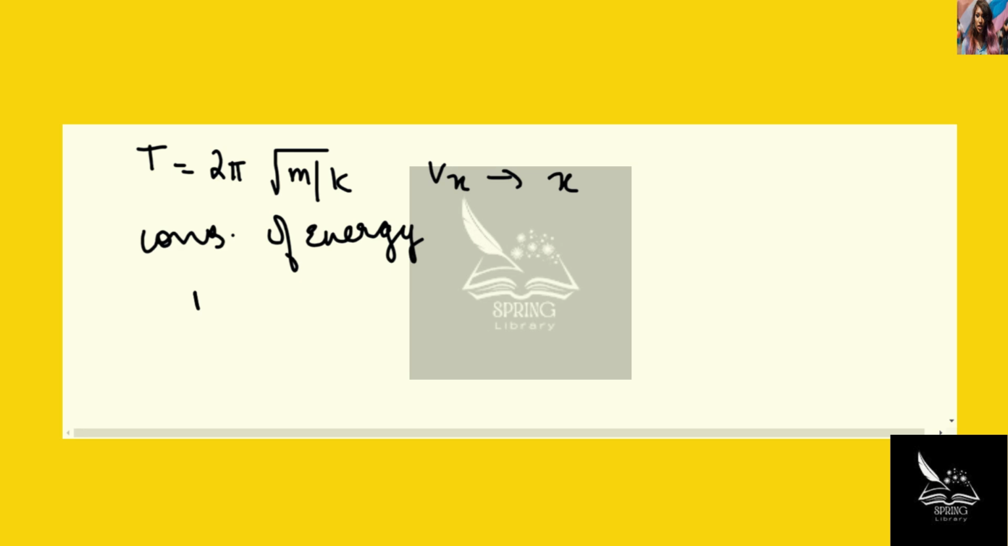So that is ½mvx² + ½kx² = ½kA². This gives you the conservation of energy. We can solve this equation for √(m/k) and then use that result to calculate T. You have to be very careful with that.